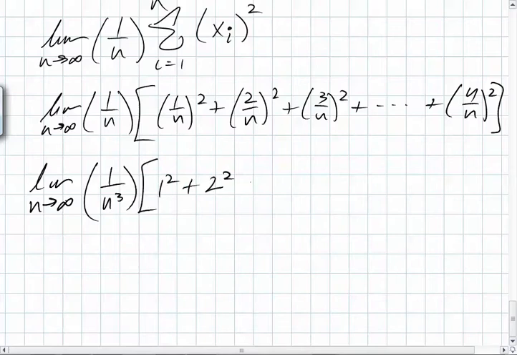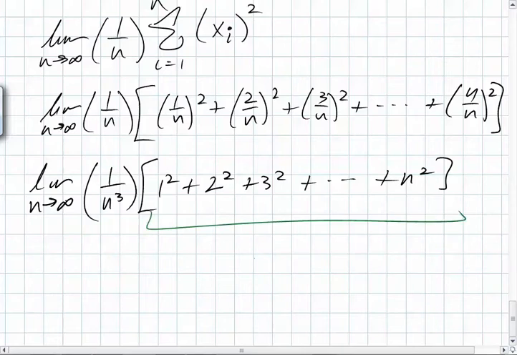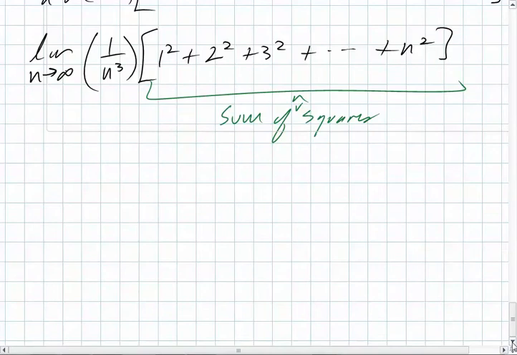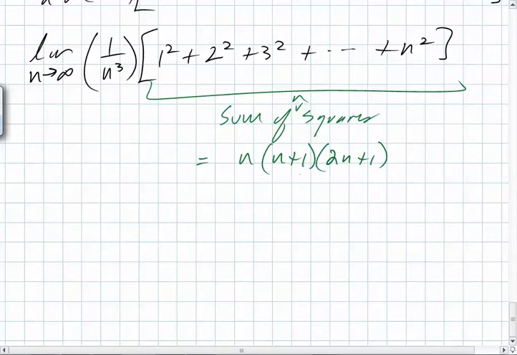So what do I end up with? 1 squared plus 2 squared plus 3 squared all the way up to n squared. This is just the sum of what? Sum of squares. How many squares? Well, n squares. There is a formula that tells you quite quickly what the sum of n squares is. Does anybody know what it is? The sum of n squares is equal to n times n plus 1 times 2n plus 1, all over 6.